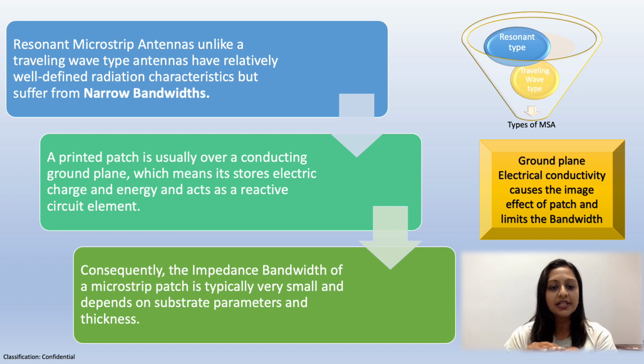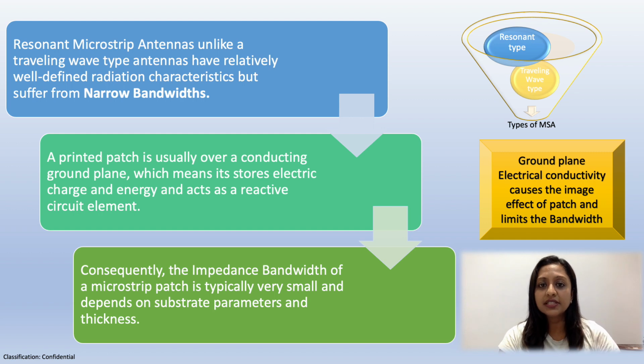So when I consider a printed patch antenna, it's basically having a conducting ground plane, which means this stores electrical charge and energy and it acts as a reactive circuit element. Something to think about. So this ground plane, electrical conductivity, causes the image effect of the patch and hence it limits its bandwidth. So this limitation of bandwidth consequently gives rise to what is called the behavior of the substrate itself.